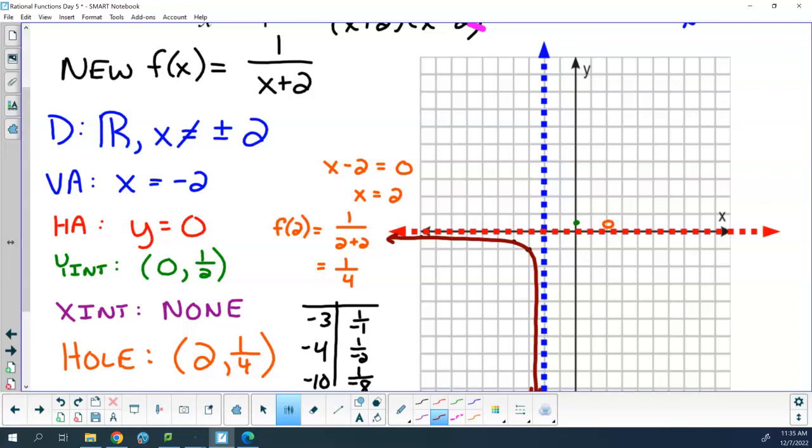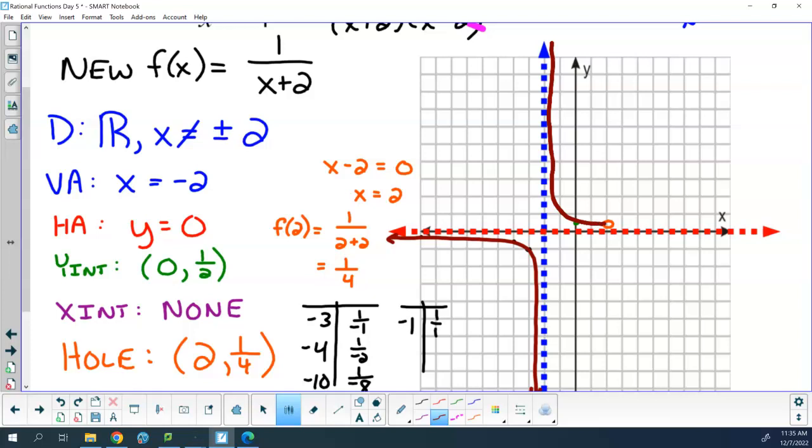If I wanted to put more points on the other side, I could. I would first go with negative 1, and that would be just 1 over 1, and then I would be there. That also gives me 3 points on this side, because the hole technically is a point that is on my graph.